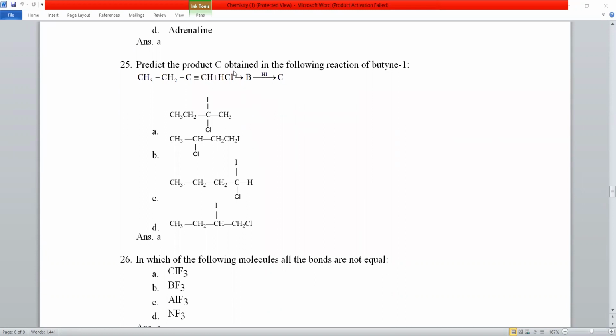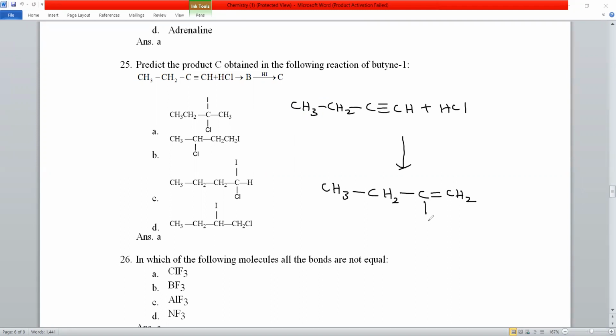Predict the product C obtained in the following reaction with 1-butyne. Check here, students. They have taken as a reactant CH3CH2C triple bond CH, 1-butyne, and treating with HCl. Here first we have to apply the Markovnikov addition rule. According to Markovnikov's rule, the hydrogen we have to add to the carbon having the more number of hydrogens, and this place I have to keep chlorine. This is the compound B we got.